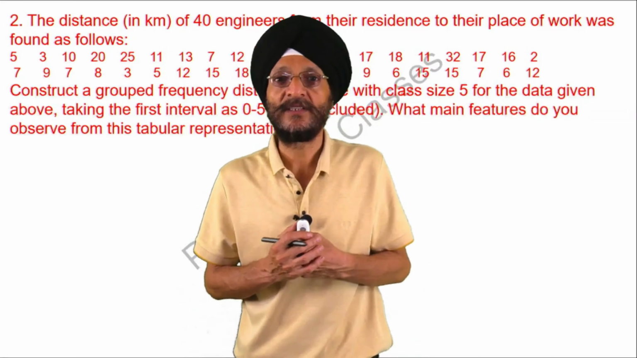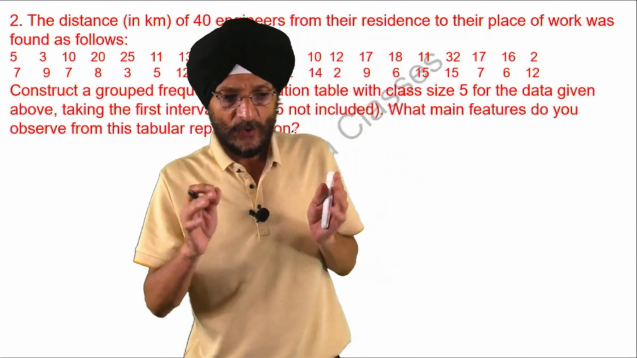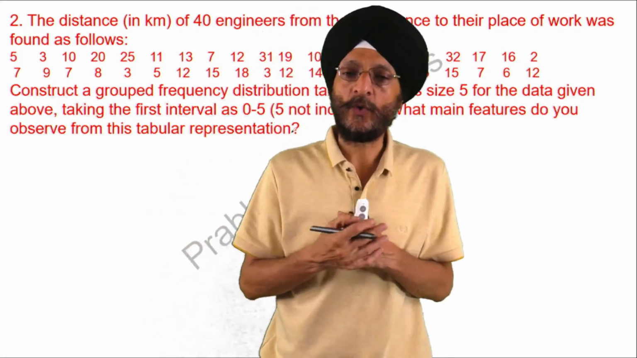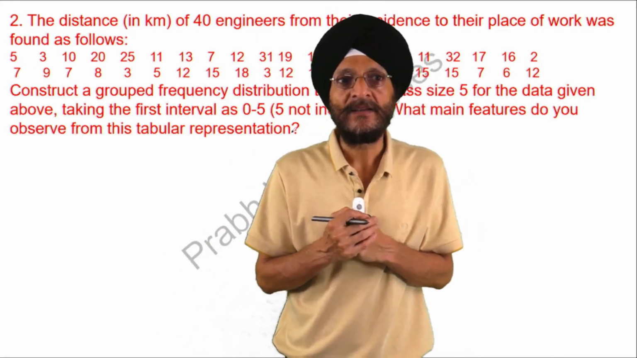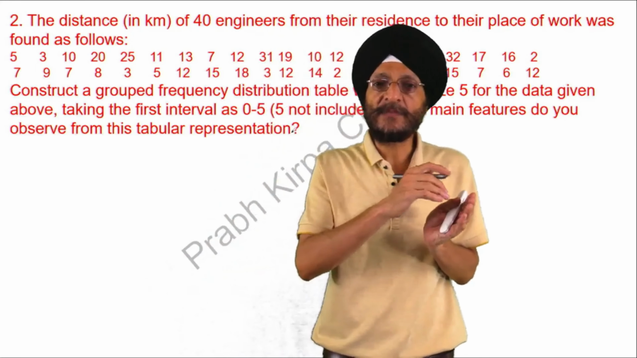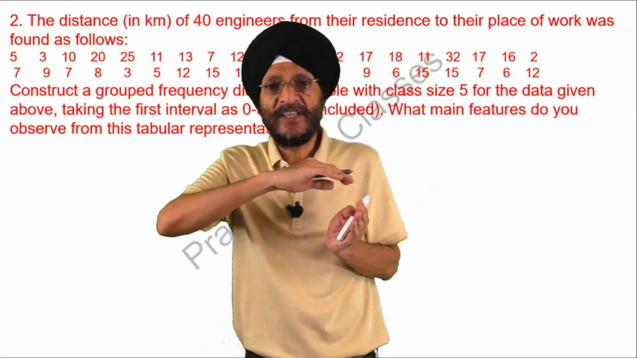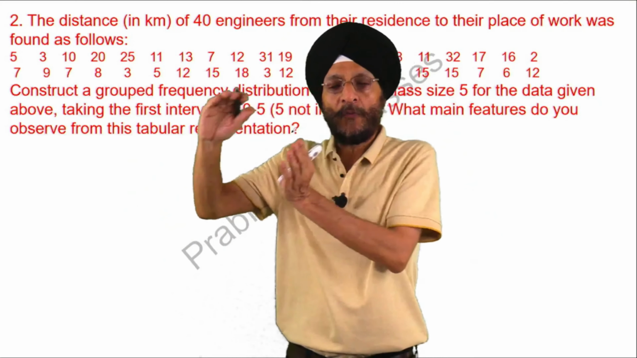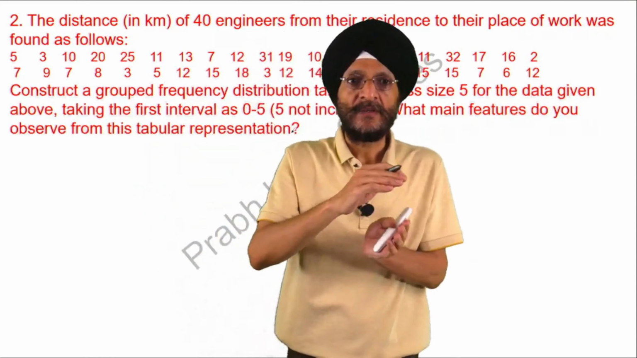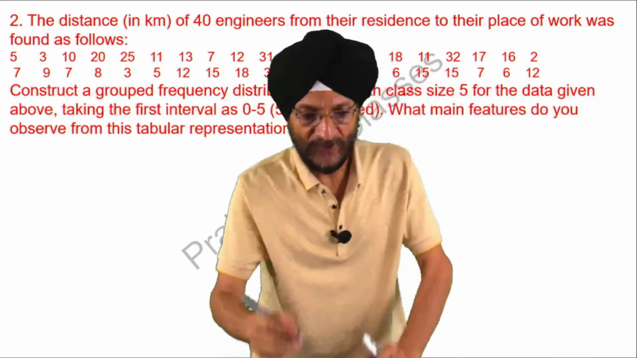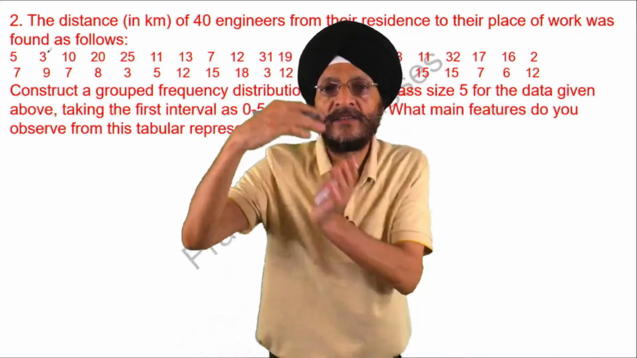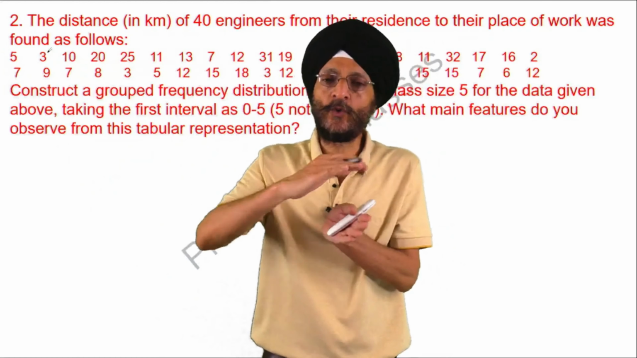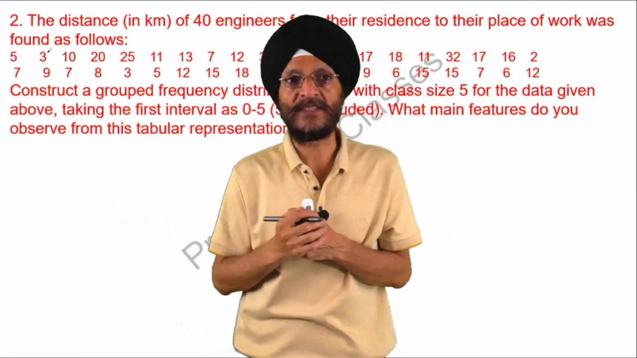What is the question first? Now, the question is that there are 40 engineers in a particular organization, and here the data in respect of the distance which they have to travel while going to office or workplace is mentioned. One engineer is residing at 5 kilometers, another is residing at 3, another is 10, 20, and so on. This is the distance which they have to travel while going to workplace each day.